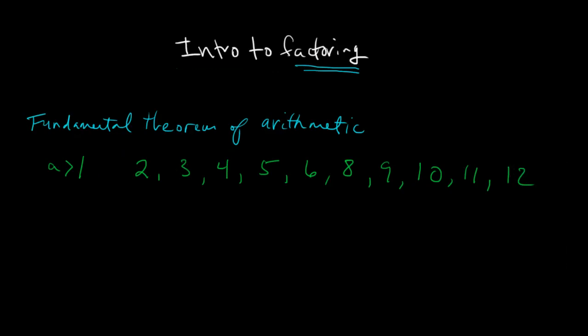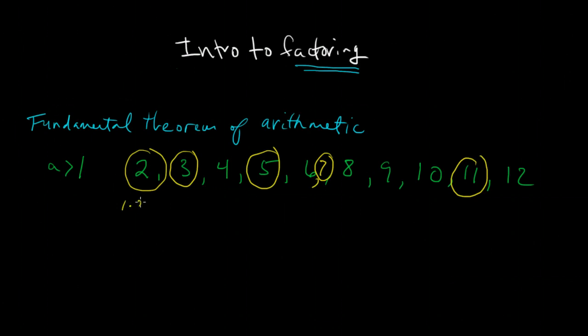Well, some of these numbers we know are prime. 2, for instance, 3, 5. Oop, I forgot 7. So let's go ahead and put 7 in there. 7 and 11. Those are all prime numbers. And what that means is that as factors, they only have the number 1 and themselves. 1 times 5, 1 times 7, and then 1 times 11.